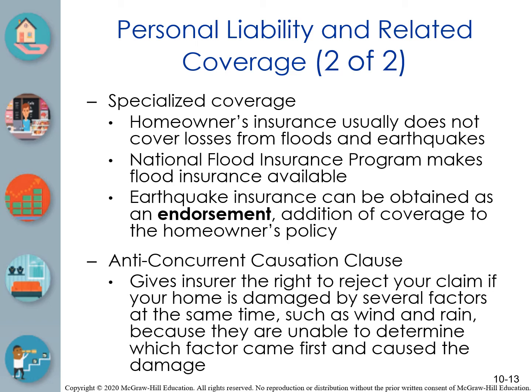Anti-concurrent causation clause, these are just items that we're going through. So I'll interject a bit as I read through them, but just to reinforce, I am reading along with you, if you will. It gives the insurer the right to reject your claim if your home is damaged by several factors at the same time, such as wind and rain, because they're unable to determine which factor came first and caused the damage. And this is the catch-22 for you as the homeowner or the property owner. It's indeterminate, if you will.